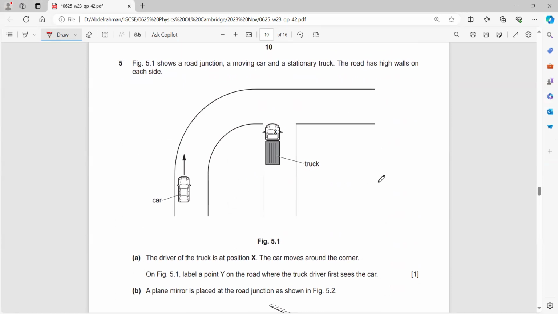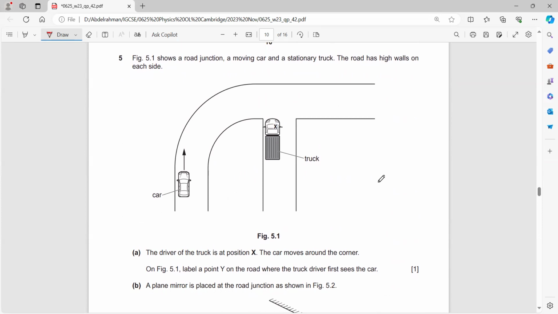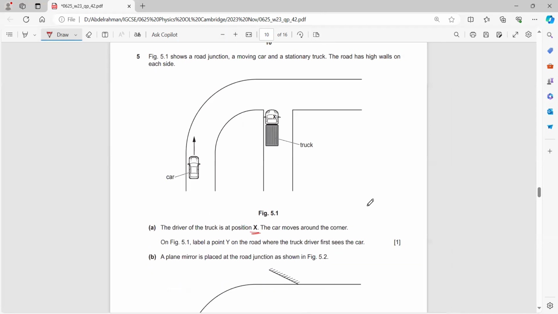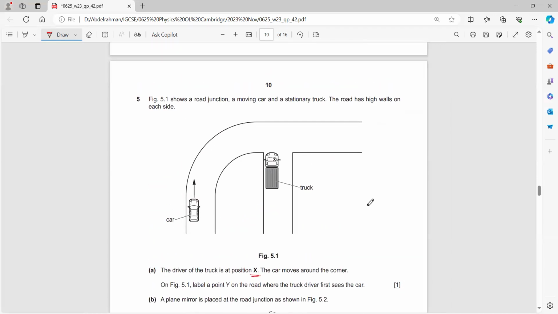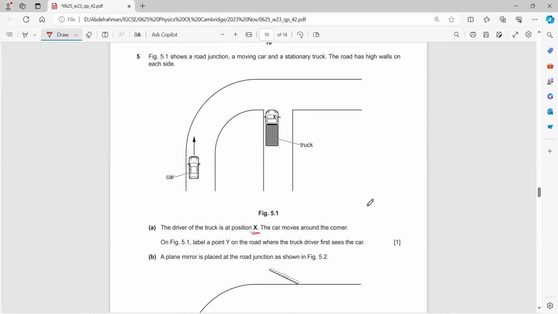Figure 5.1 shows a road junction, car moving. The driver of the truck is at position X. The car moves around the corner. Label a point Y on the road where the truck driver first sees the car. Okay. The driver is at position X. On figure 5.1, label point Y on the road where the truck first sees the car. Where could he first see the car?